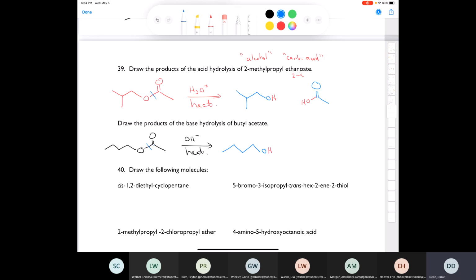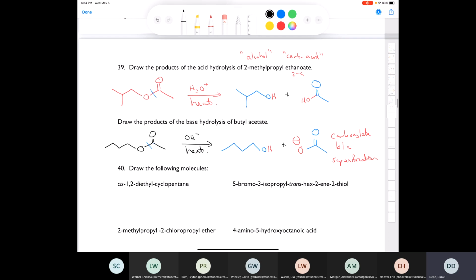But instead of ending up with a carboxylic acid, I end up with a carboxylate, right? Carboxylate, because saponification, right? We're in base, so we're not going to end up forming an acid in base. So those are the products you form in 39, whether you do saponification, and you have to know what saponification is, or if you do, this is just called the acid hydrolysis of an ester. Acid hydrolysis of an ester.